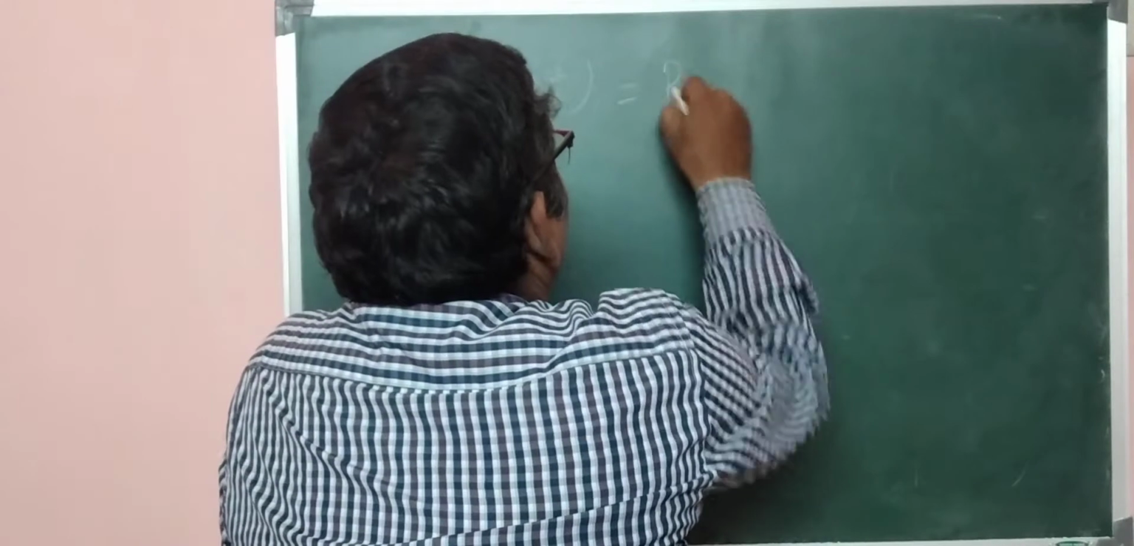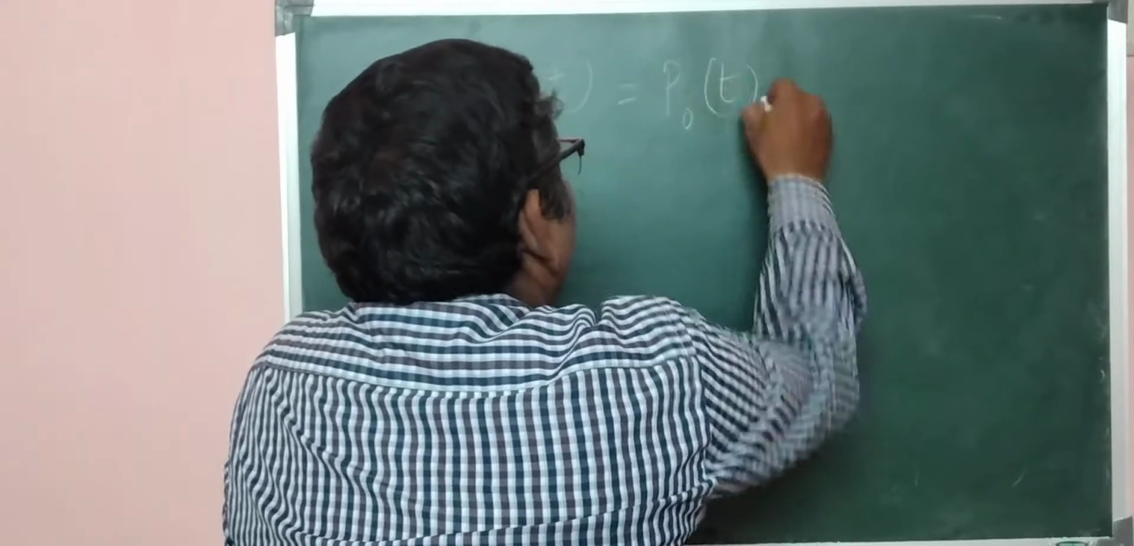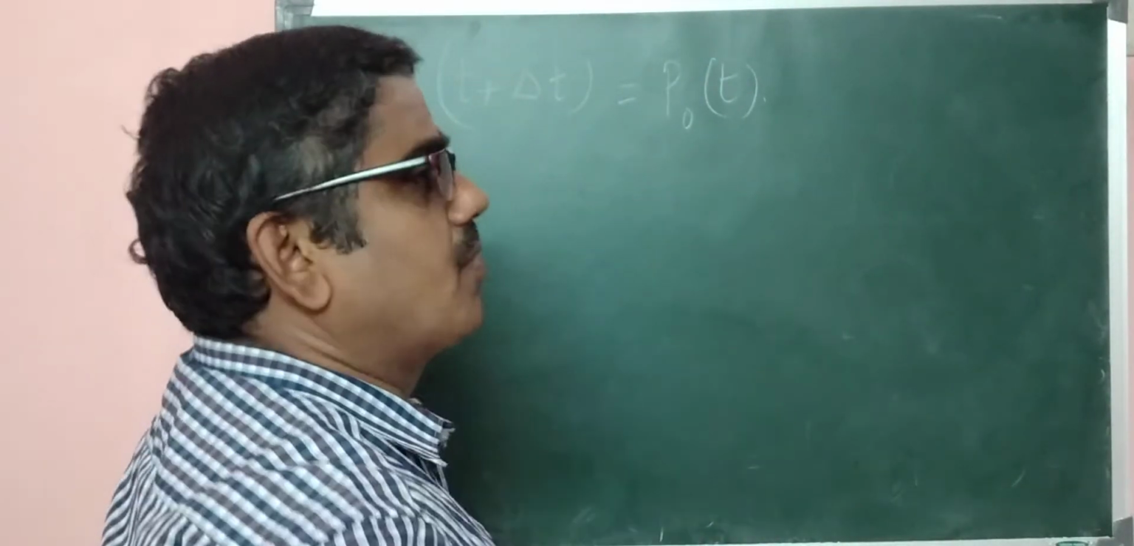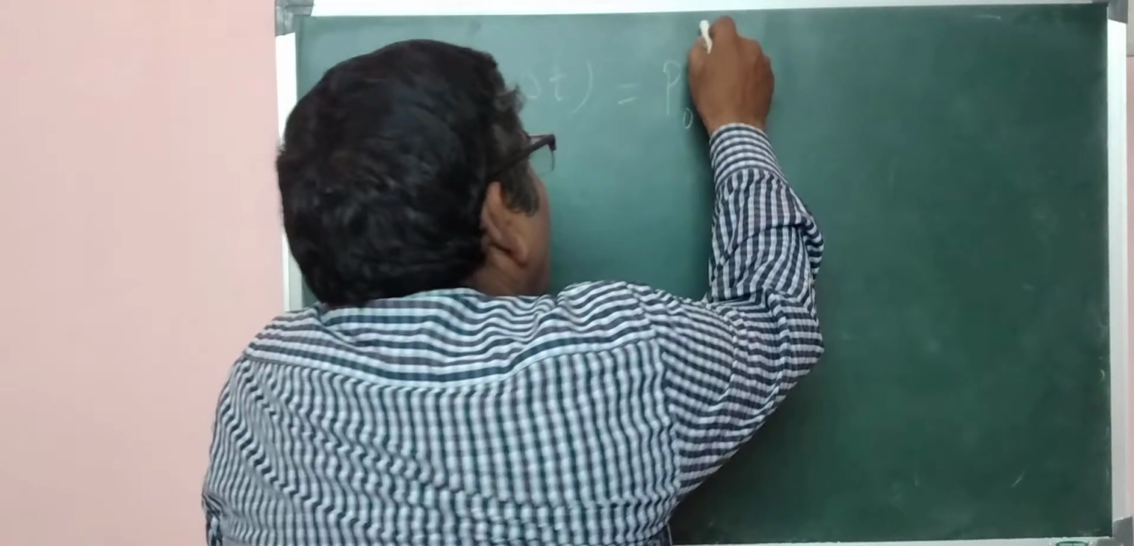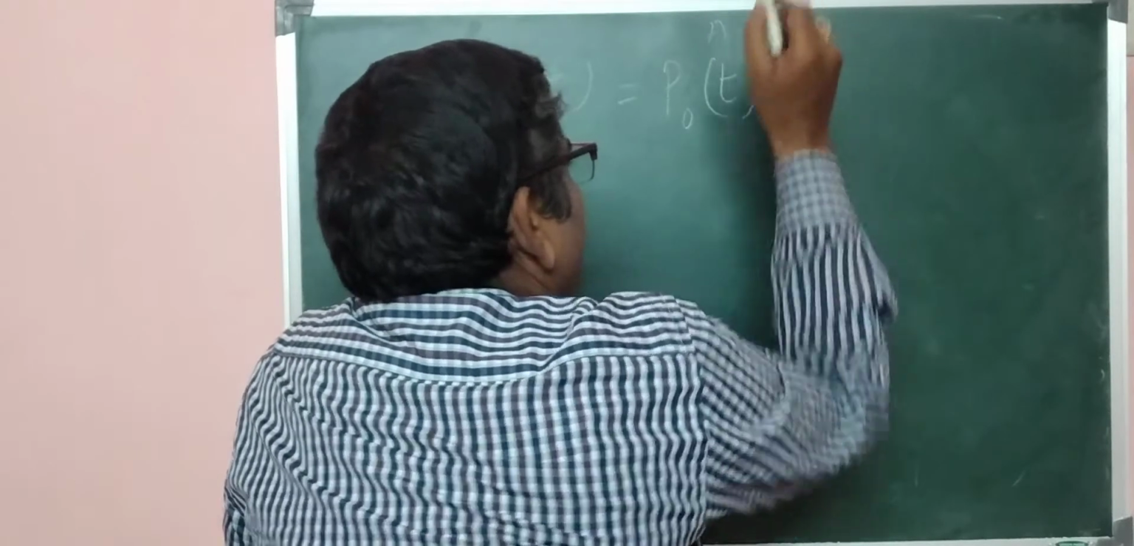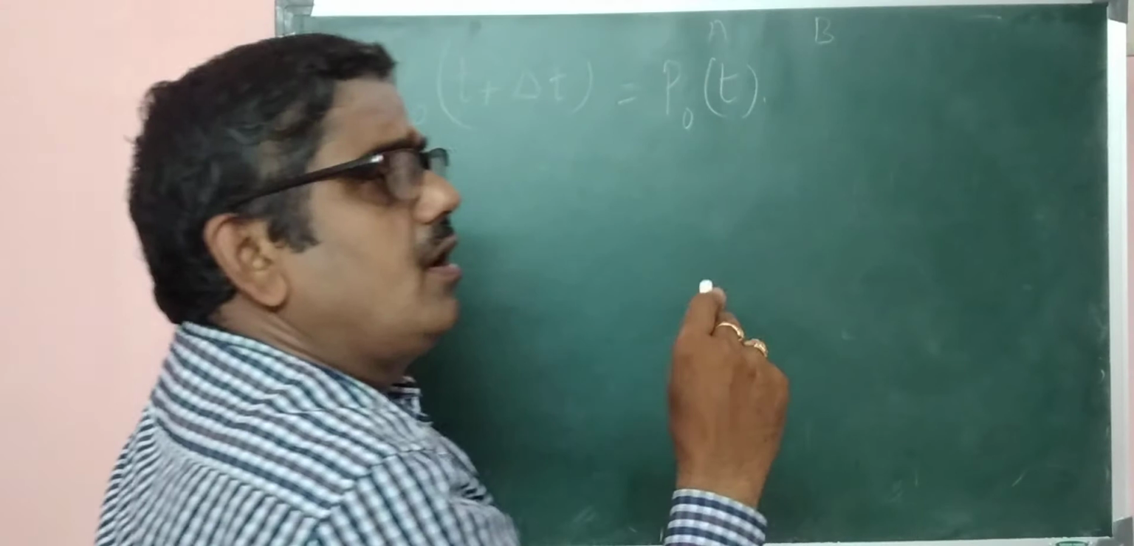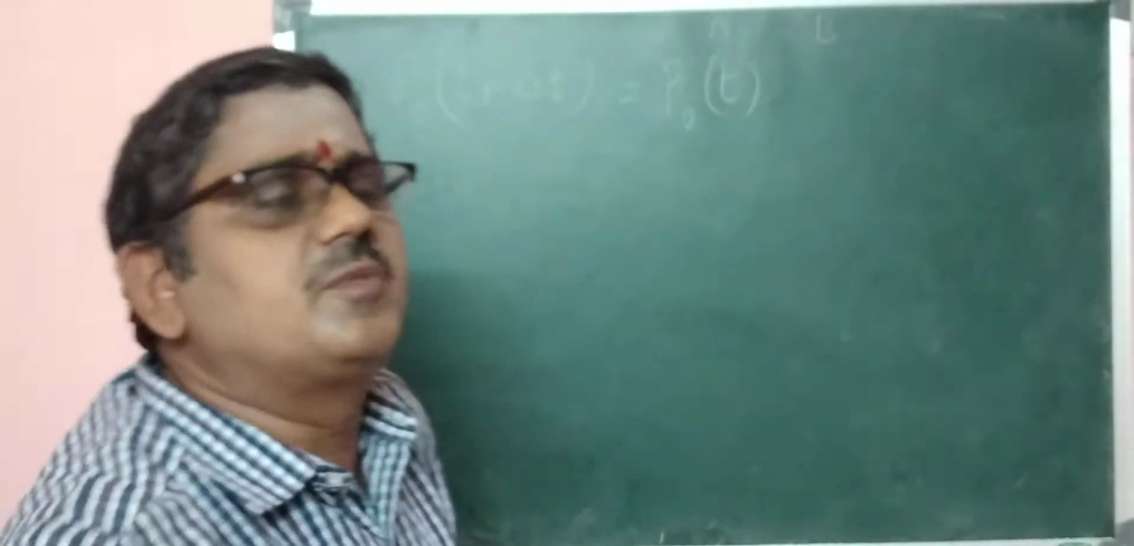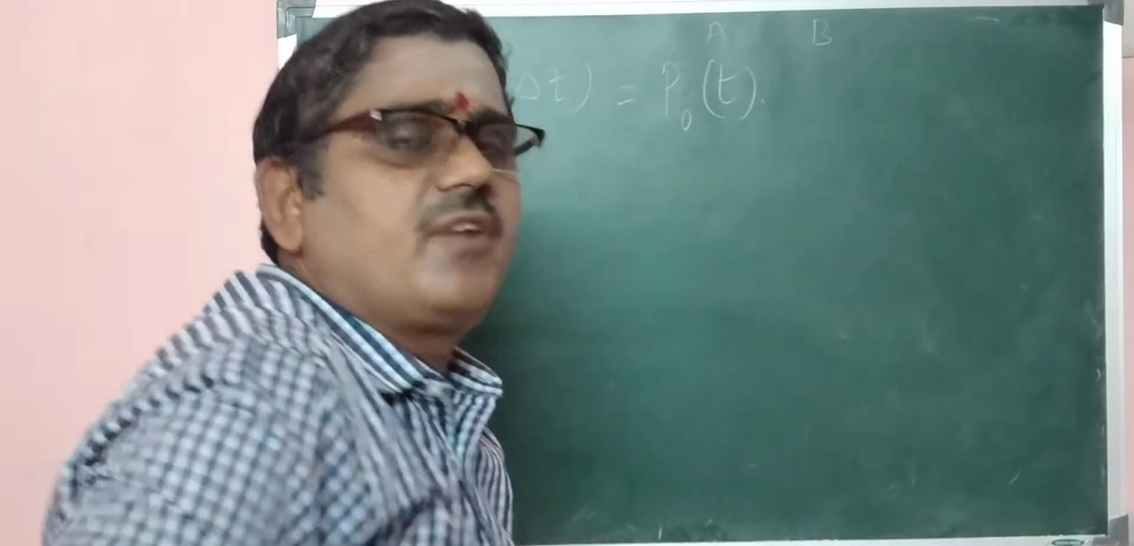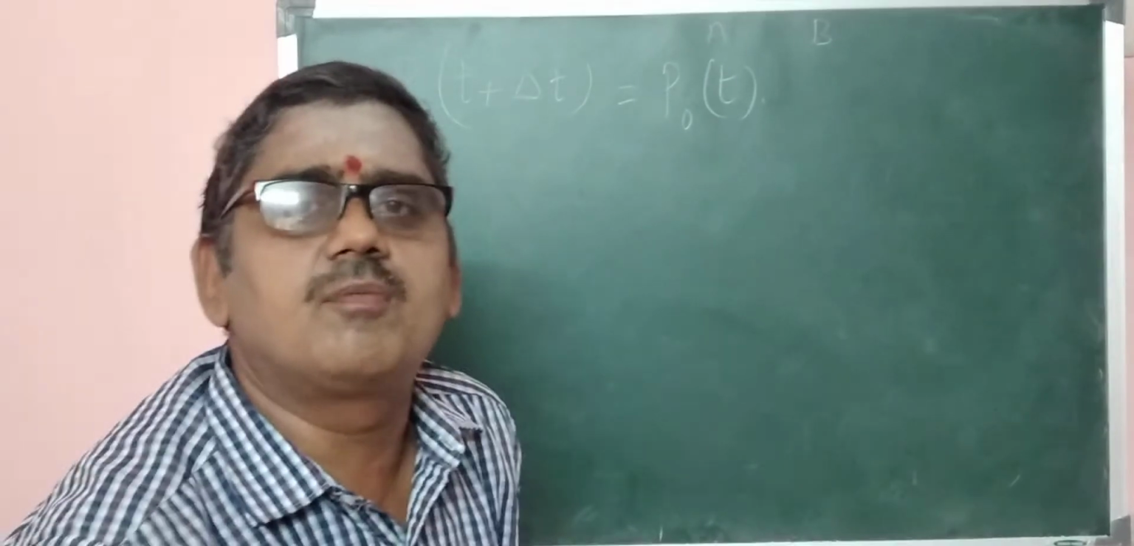So I am considering P naught of t. This is the first probability, probability of A. Two events I am considering, A and B. This is a compound probability, which means probability of A intersection B is equal to probability of A into probability of B.